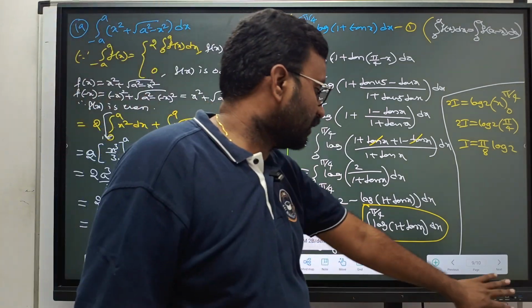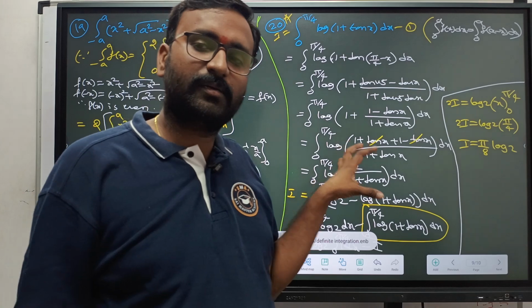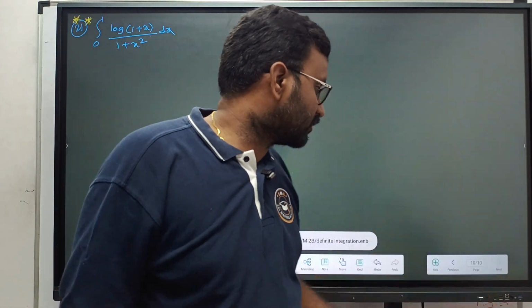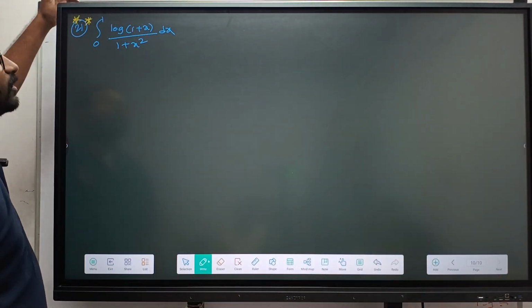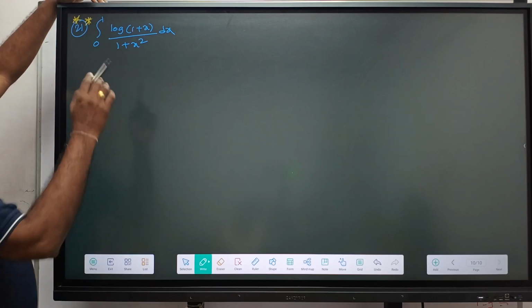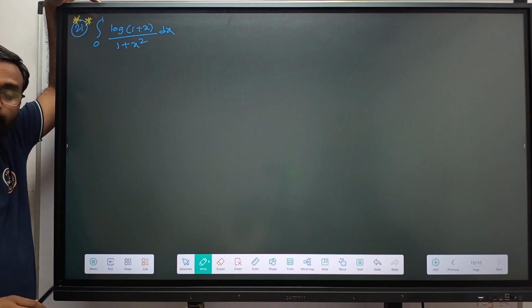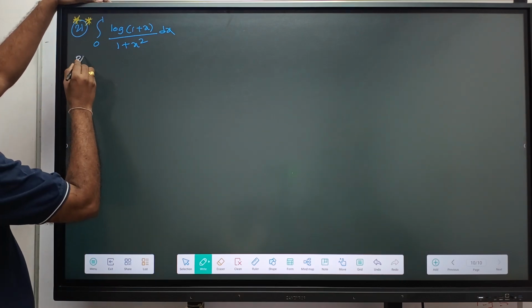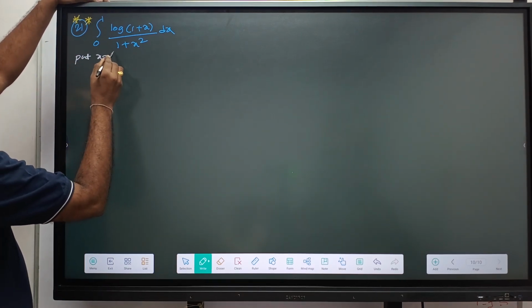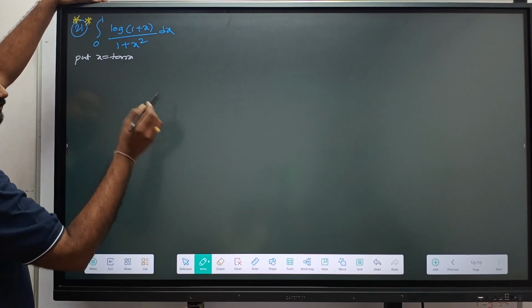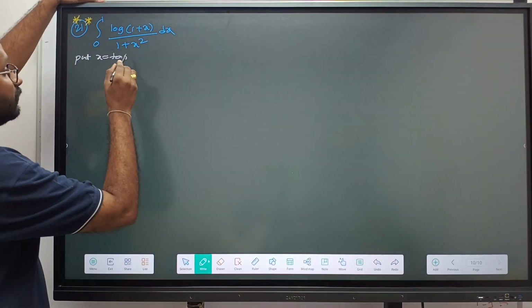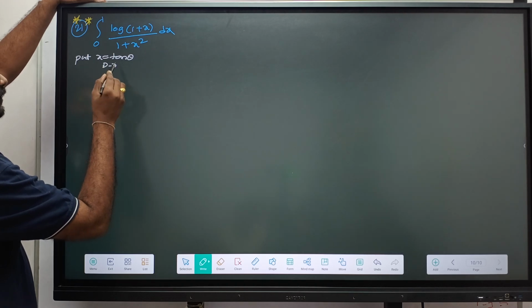Understand? Did you understand this? The same half of the part is in this question you have. See, this is a very important long answer type. See, integral 0 to 1 log of 1 plus x by 1 plus x square dx. First, substitution method: put x is equal to tan theta. What is the differentiation of tan theta?